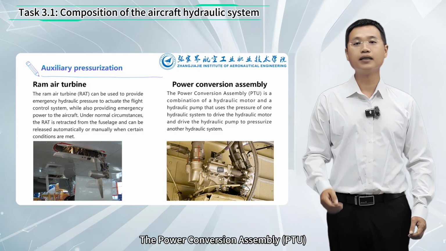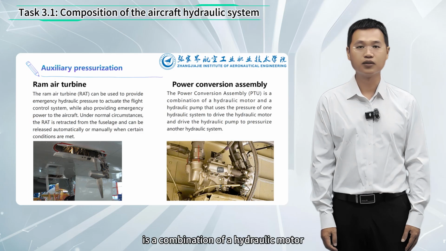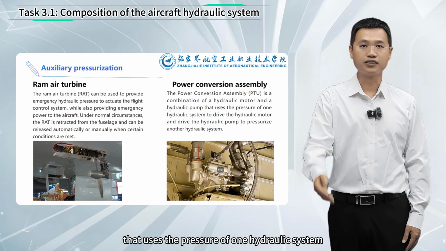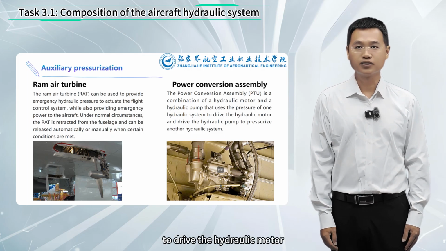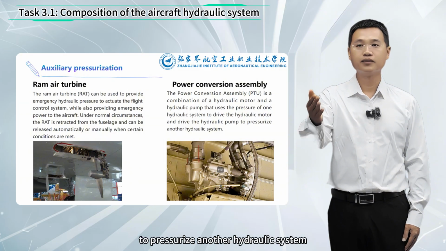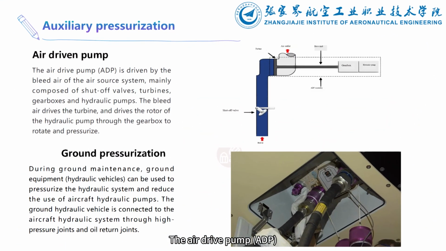The power transfer unit, PTU, is a combination of a hydraulic motor and a hydraulic pump that uses the pressure of one hydraulic system to drive the hydraulic motor and drive the hydraulic pump to pressurize another hydraulic system. The air drive pump, ADP, is driven by the bleed air of the air source system, mainly composed of shutoff valves, turbines, gearboxes, and hydraulic pumps. The bleed air drives the turbine and drives the rotor of the hydraulic pump through the gearbox to rotate and pressurize.